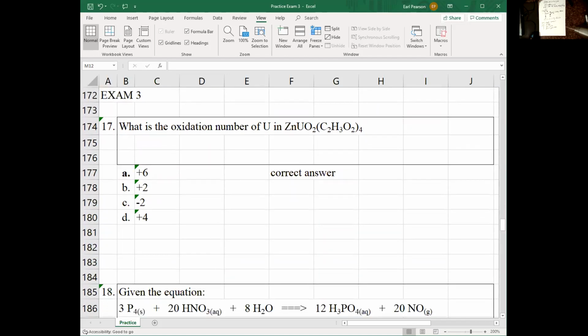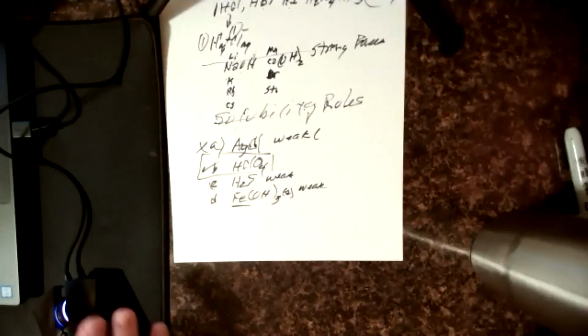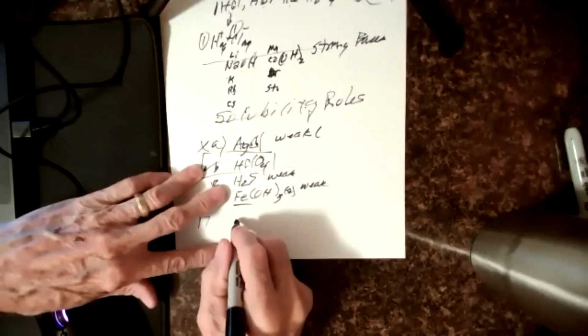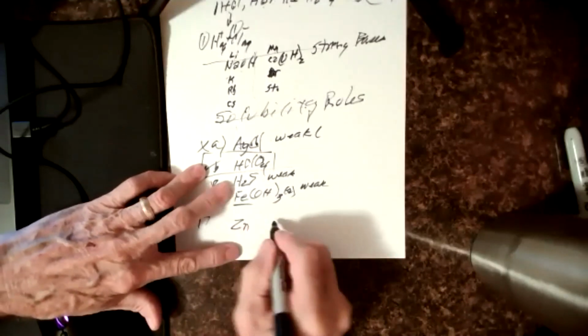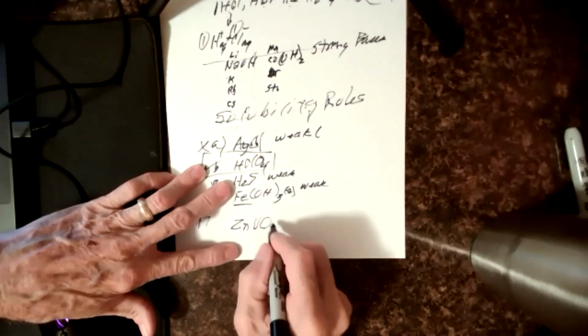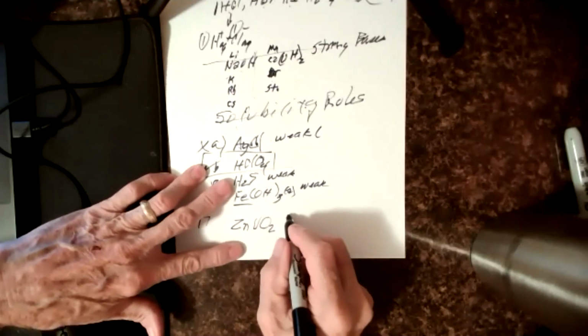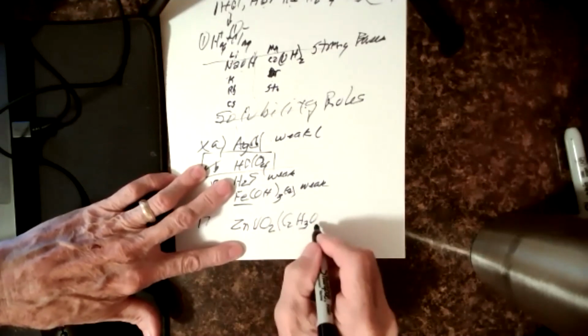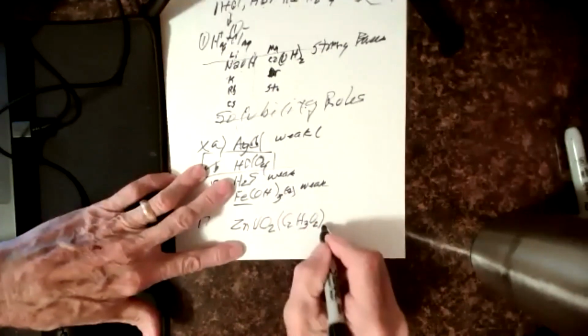I think I've done this one in lecture already, but just to remind you how we would go about doing this problem. We're getting the oxidation numbers for, this is number 17, and the compound is ZnUO2(C2H3O2)4.